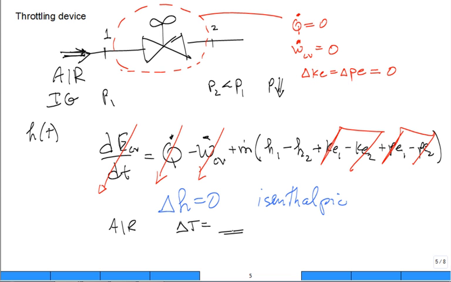What's the change in temperature? 0. But often we don't put air through a throttling device. That's not purposeful. We like to put refrigerants. What do you mean by refrigerants? Refrigerant 134a. We use it all the time in throttling devices.